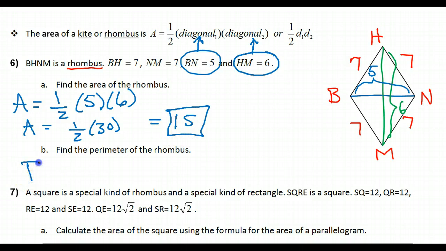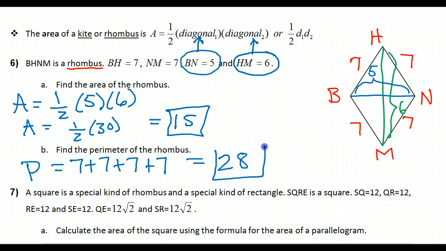We don't need a calculator for the perimeter either. The perimeter is the total of all these lengths around the outside: 4 times 7. 4 sevens is 28. So that's going to be the perimeter.